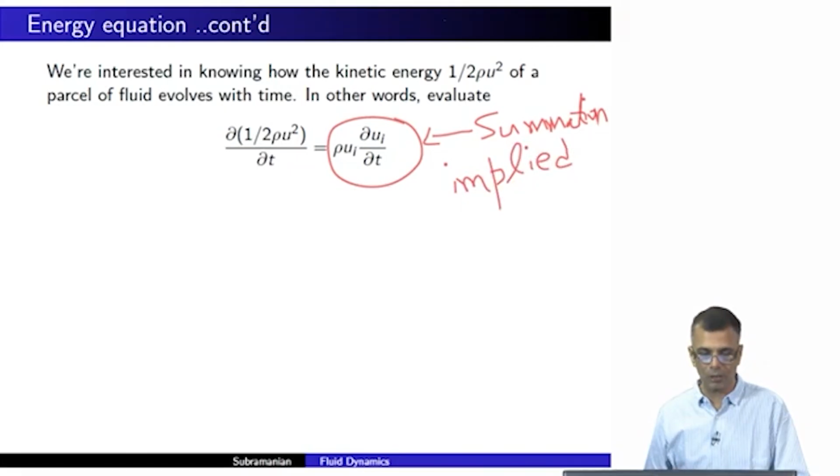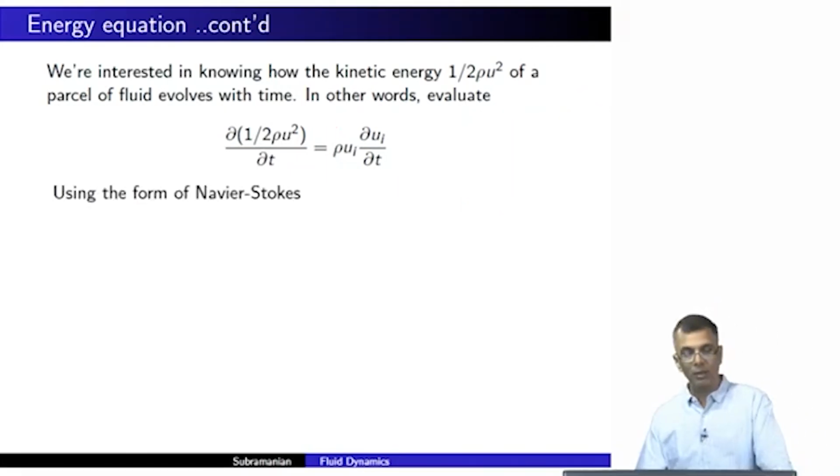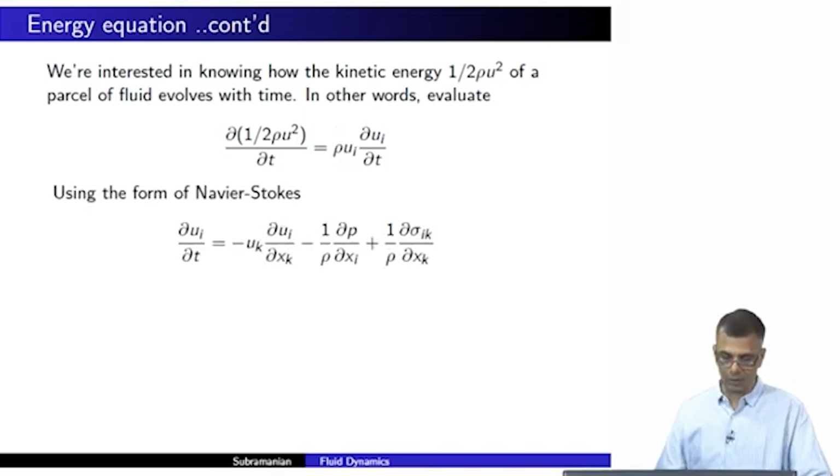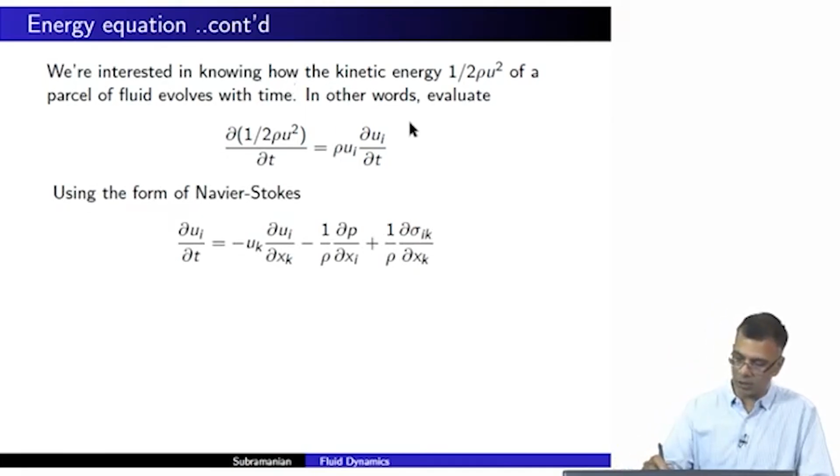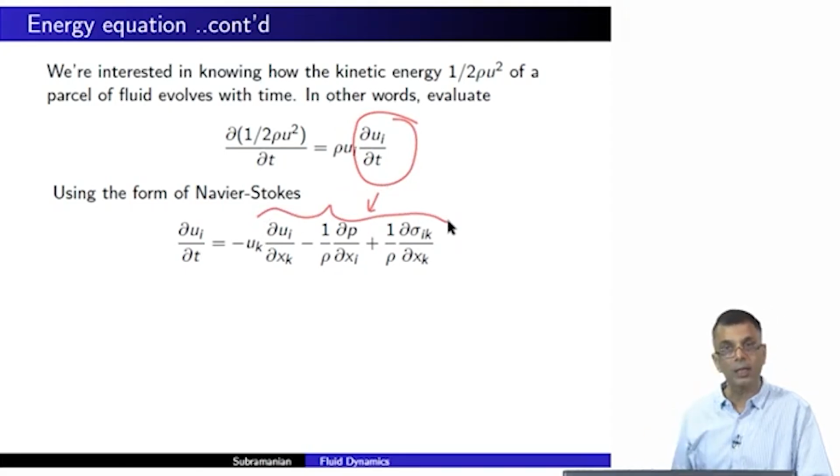Okay, the summation is implied. Now, using the form of Navier-Stokes, which we wrote down in the previous slide, I'm going to be obviously substituting for this. This is just this whole thing. So it gets a little messy, so let's bear with me.